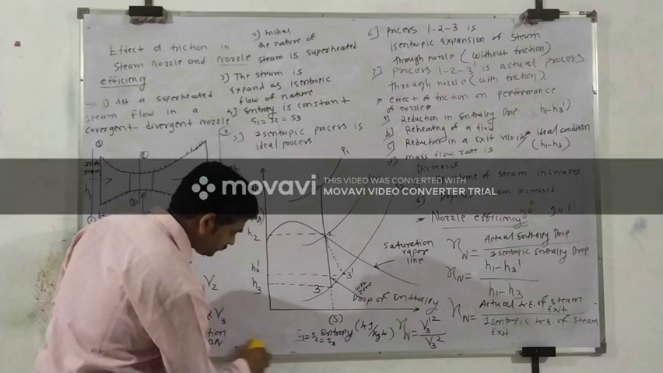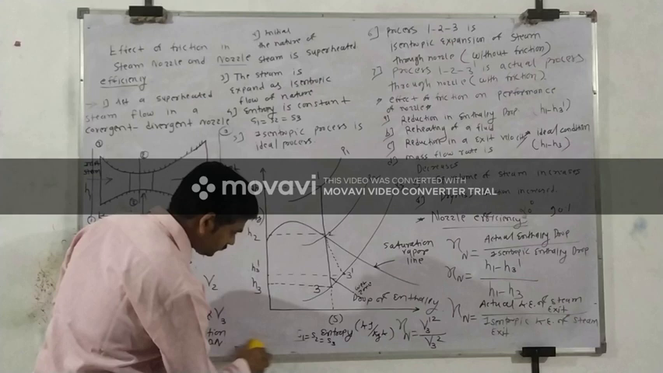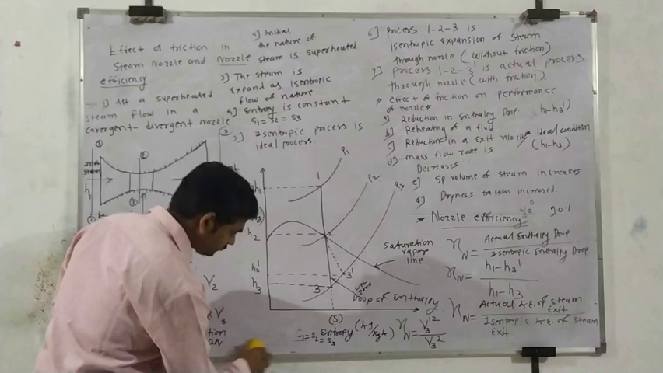Nozzle velocity coefficient. It is shown by the letter CV. So nozzle velocity coefficient CV is equal to, what is the definition? It is very easy. It depends upon this definition. This nozzle efficiency, what is? Actual kinetic energy of a steam exit upon isentropic kinetic energy of a steam exit.